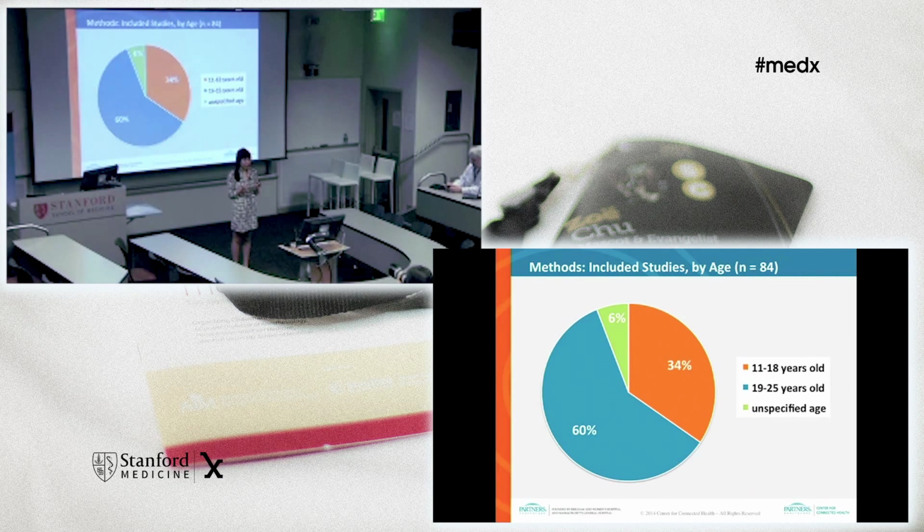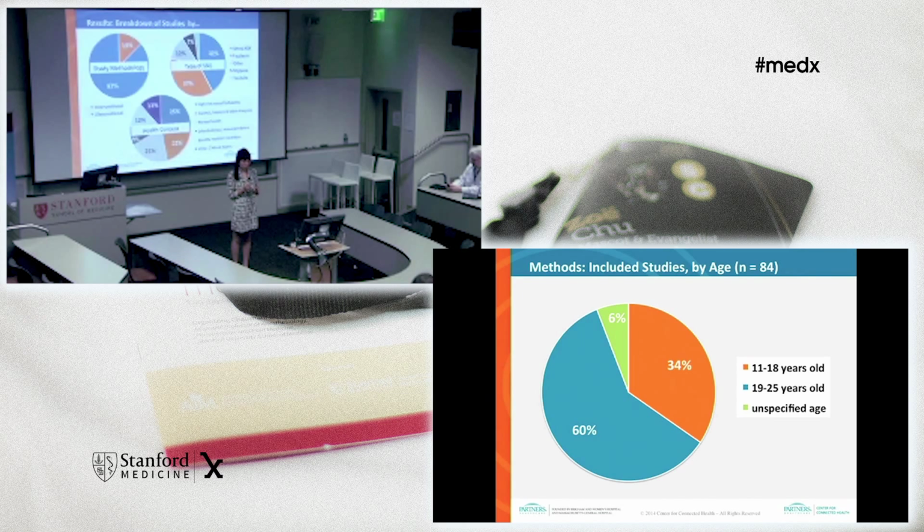In terms of the breakdown by age, 60% were 19 to 25. Initially, we wanted to look at just adolescents and teenagers, but we included this age group because a lot of the health themes were applicable to everyone from 11 to 25. And unspecified age is just if they mentioned an unspecified adolescent age.